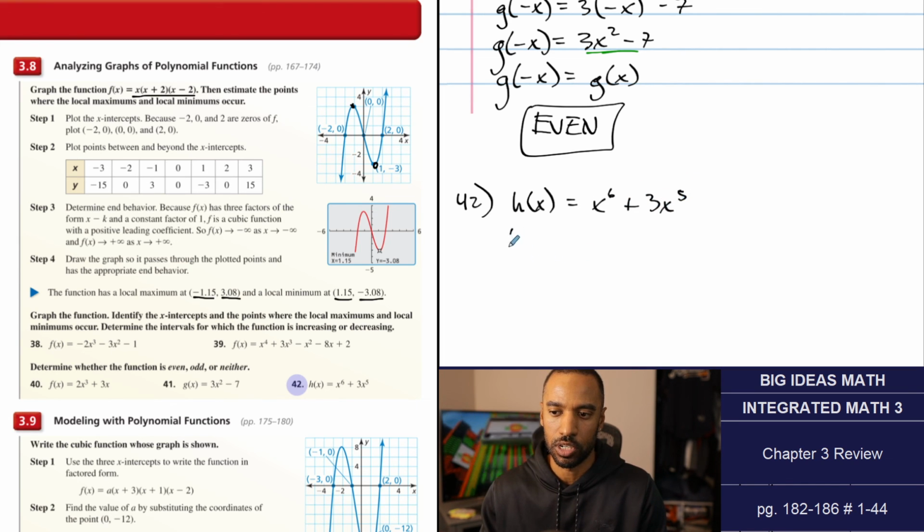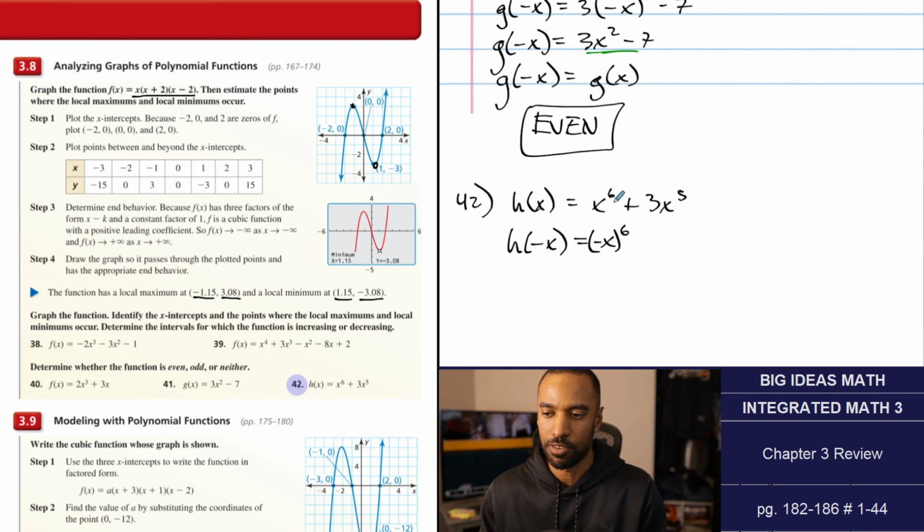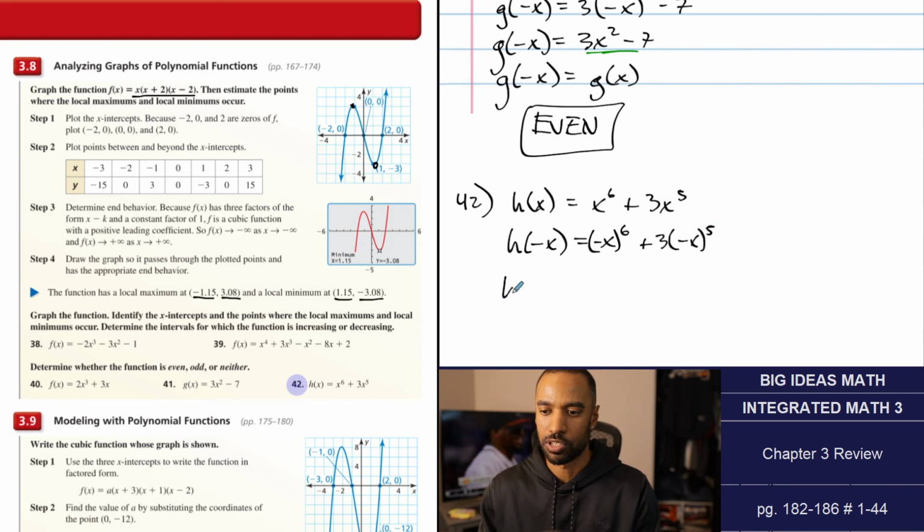If it has only odd degree terms, it will be an odd function. If it has a combination of both, it will be neither. That means this is a case of neither because we have an even degree and an odd degree. That means we won't get exactly opposite or exact same y value as before. So we could have also gotten those other answers just by knowing that.